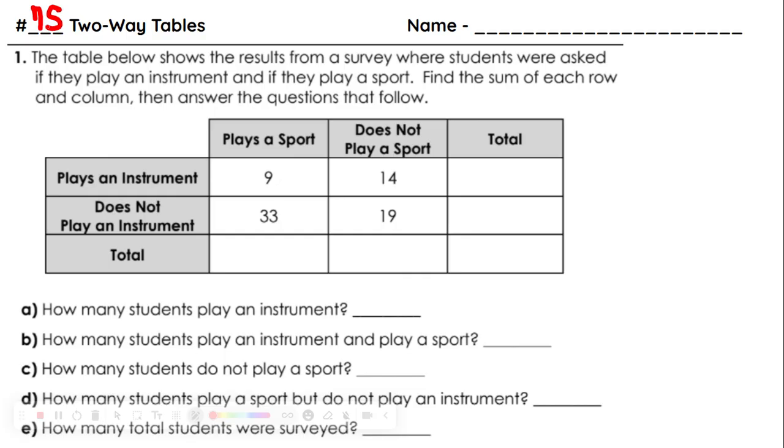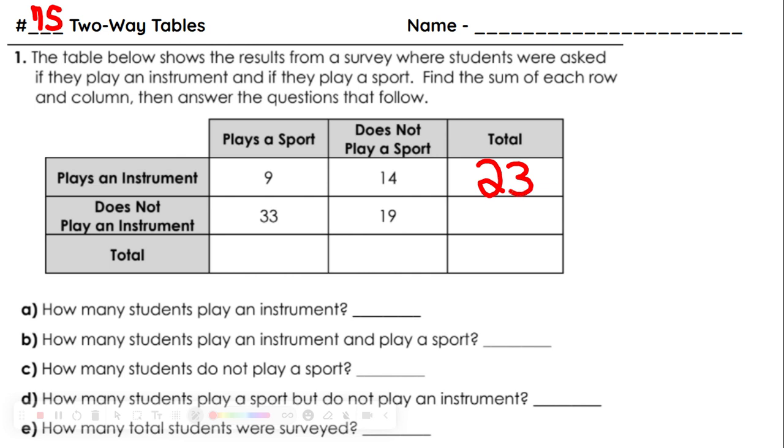Notice that this says this table shows the results from a survey where students were asked if they play an instrument and if they play a sport. That is the two variables. Find the sum of each row and column and then answer the questions that follow. So I'm going to go across plays an instrument here, and I see a 9 and a 14. So I'm going to do 9 plus 14 in my calculator, and the total of that is 23.